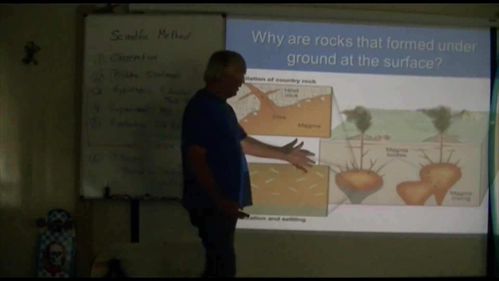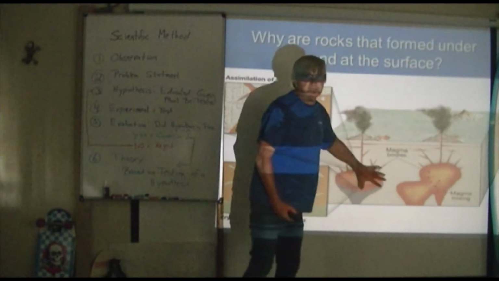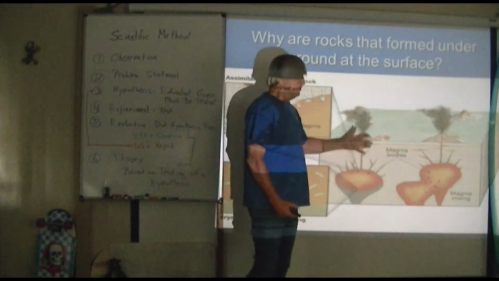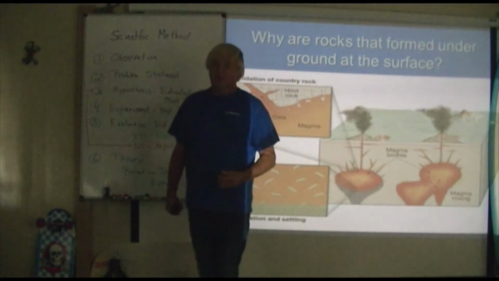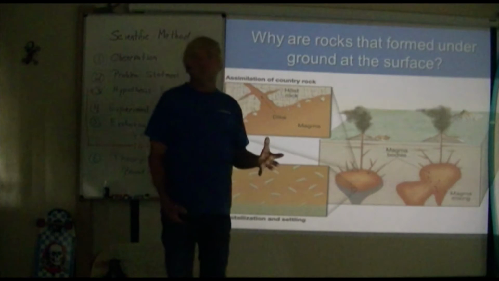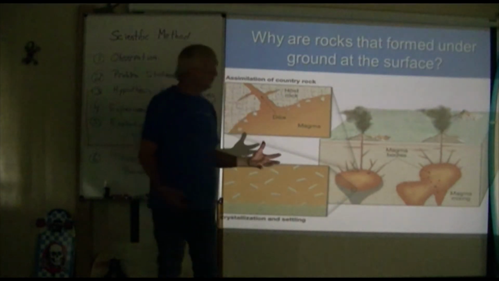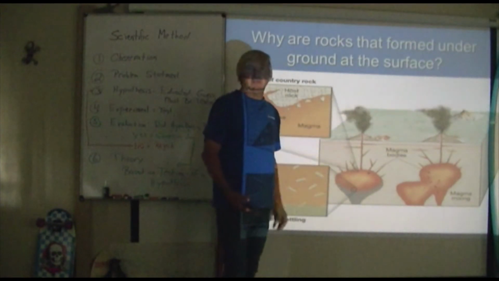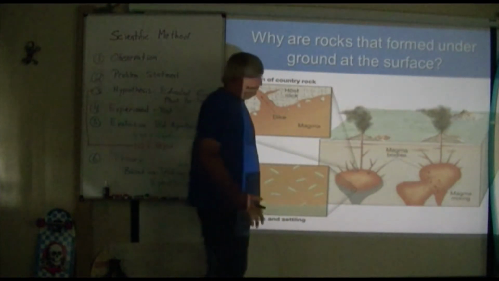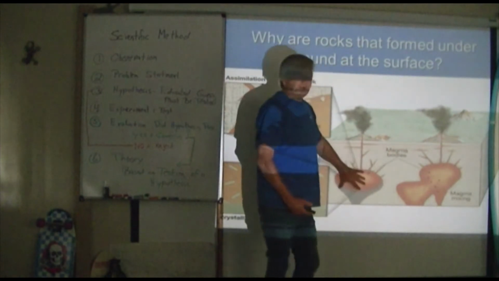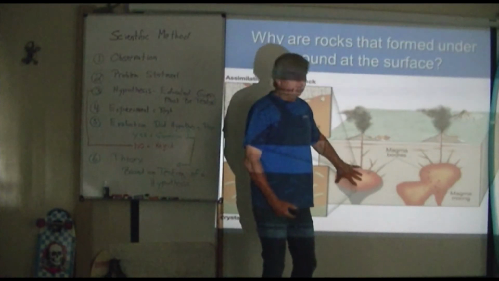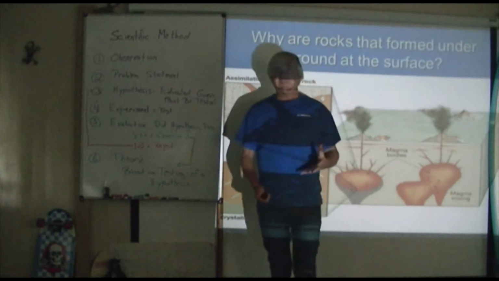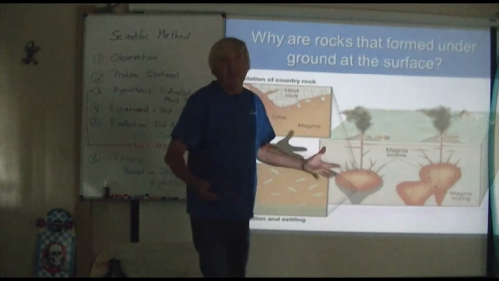So rocks that form underground cool very slowly. They can form crystals. It's when these rocks come to the surface in the form of volcanoes that they're exposed to atmospheric conditions, rain, and just lower temperatures. And the result is they cool quickly and they don't form crystals. Magma bodies are different. Some magma bodies are higher temperature and rich in iron. Other magma bodies are lower in temperature and rich in quartz. And sometimes these magma bodies mix together and can form an intermediate.